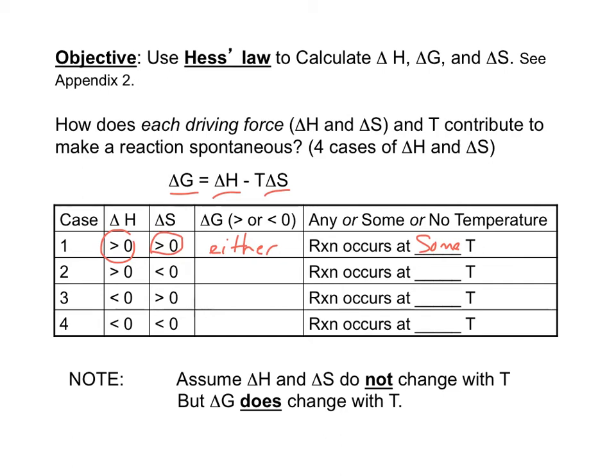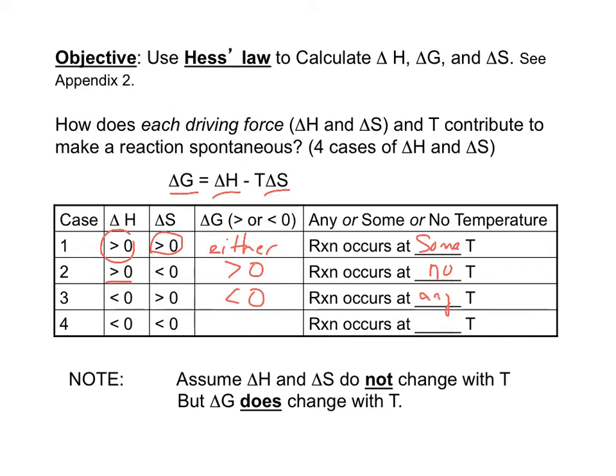Here are the answers. In case 2, if delta H is greater than 0, that helps delta G be greater than 0. If delta S is less than 0, the minus T times delta S term will be greater than 0. So combining delta H and delta S, delta G will always be greater than 0. That means that reaction will occur at no temperatures.